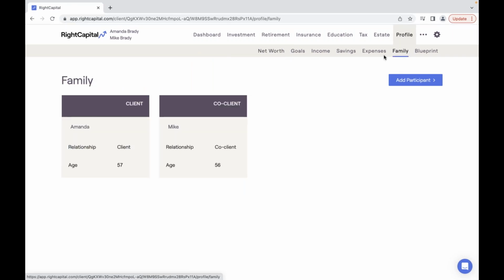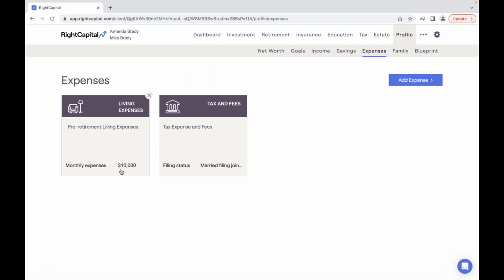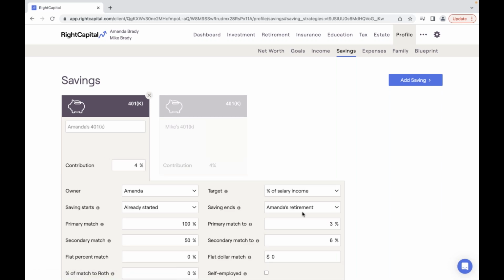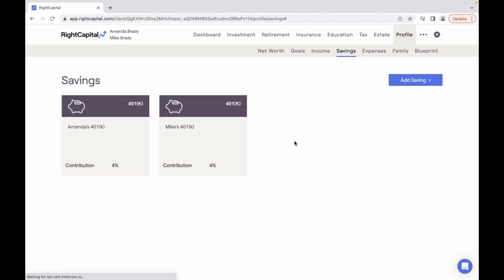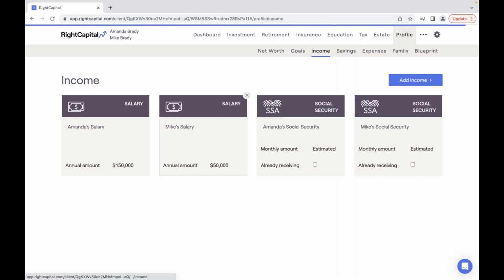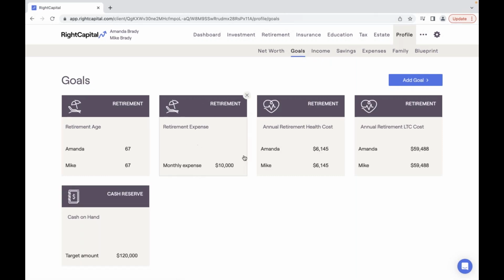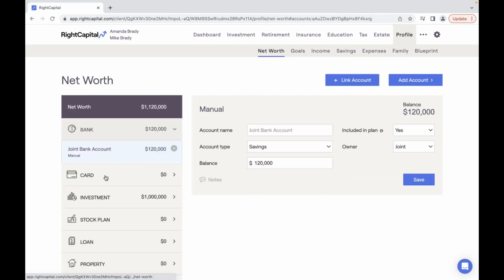Mike and Amanda, age 56 and 57, we're targeting $10,000 a month for pre-retirement and retirement. We have savings of around 4%, even though there's maybe matching opportunities up to 6% with the employer contributions. We also might see that this household, as I mentioned, has around 200,000 of total household income. They have plans to fund, let's say, those retirement expenses at $10,000 a month, as well as keeping around 120,000 of cash on hand. And we have around $1 million of total invested assets.